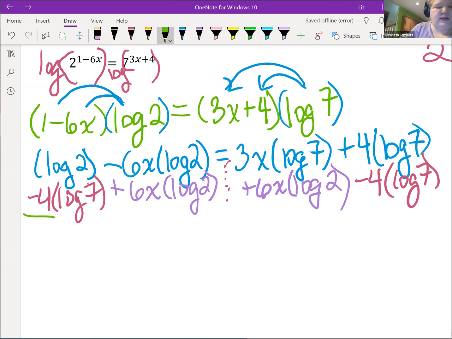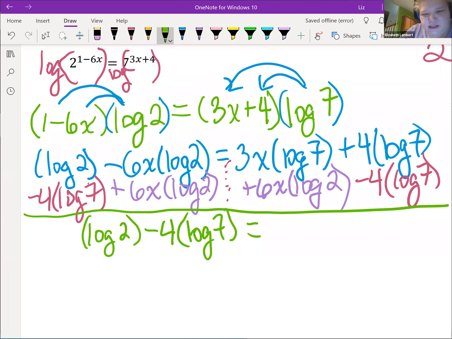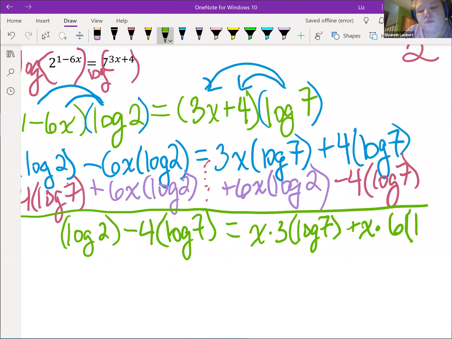All right, so let's write our intermediate result. So this is the log of 2 minus 4 logs of 7. And then over here, I'm going to switch the order up just a little. So this is x times 3 log 7 plus x times 6 log 2.